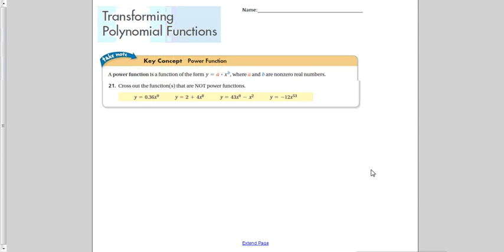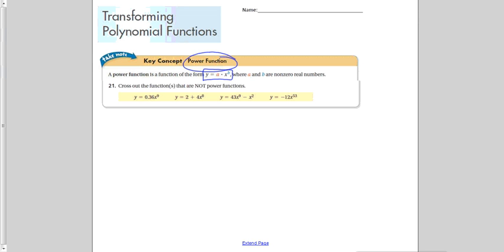In this video, we're going to look at graphing with transforming polynomial functions. Remember, a polynomial function can have a lot of terms, or it can have simply one term. And here's a new word we want to look at, power function. A power function is a function of the form y equals a times x to the b, where a and b are non-zero real numbers. This means pretty much that we have x to a power as our only term.